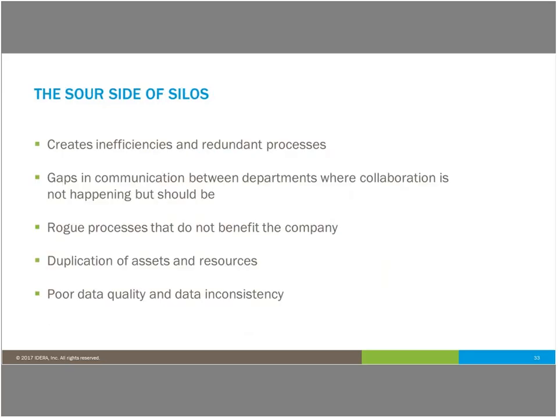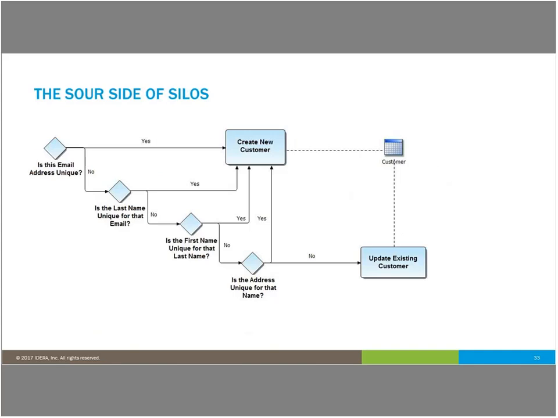Another sour side of silos is poor data quality and data inconsistency, and I figured that would be a big hit amongst this group. I'm sure none of you have ever encountered that before, but in this case, you may want to go and define that data behavior.